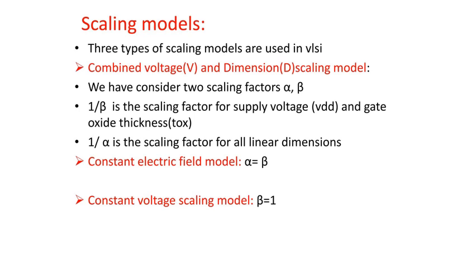So in the constant electric field model, constant field scaling, voltage and device dimension both are scaled by a certain factor. So both alpha and beta are non-unitary values, and both alpha and beta are the same. Whereas in the constant voltage scaling model, we fix beta as 1, that is, we only have the choice of alpha.